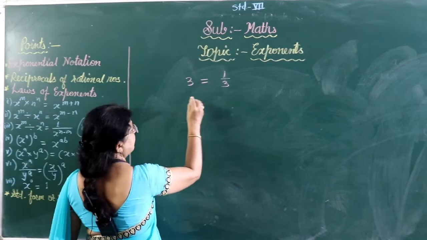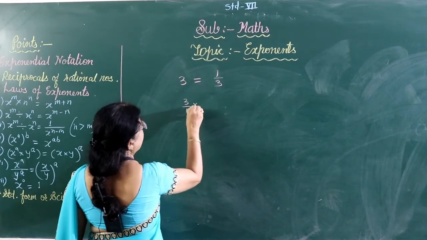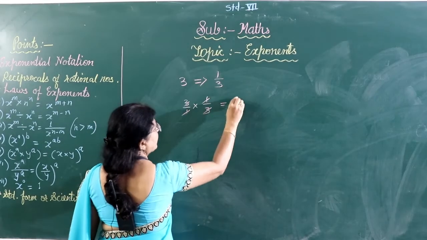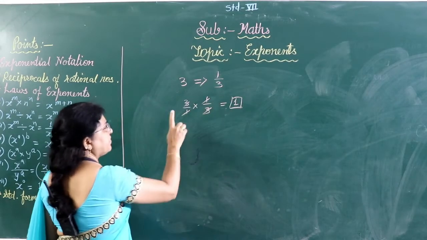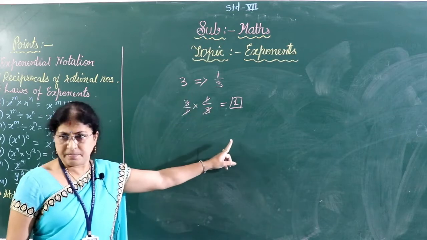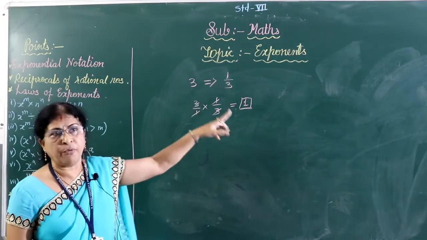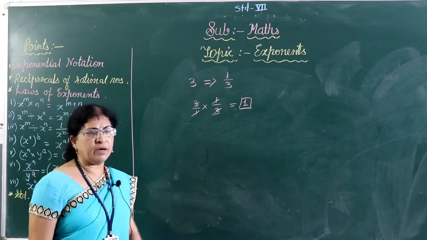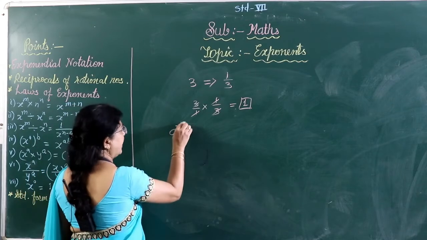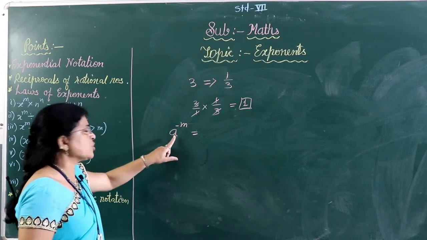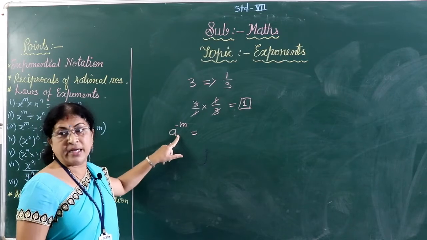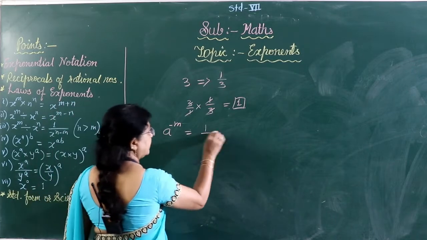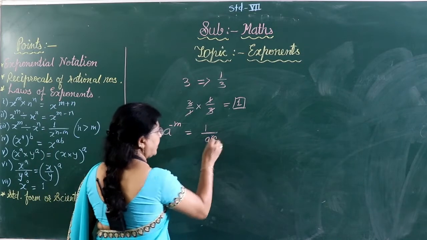For this, an example is already given. 3 means 3 by 1 multiplied by 1 upon 3, right? 1 times 1 is 1, 1 times 3 is 3. So your answer will be 1. It means 3's reciprocal is 1 upon 3, or the inverse of 3 is 1 upon 3, or the inverse of 1 upon 3 will be 3, right? So it is expressed in the form a raised to minus m, meaning the inverse of a is asked. It is indicated with a negative sign. So what will its inverse be? Its inverse will be 1 upon a raised to m.